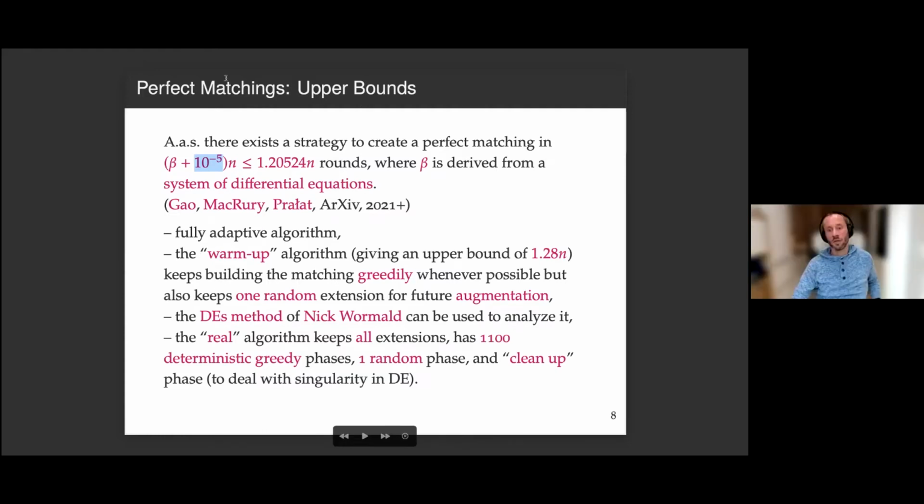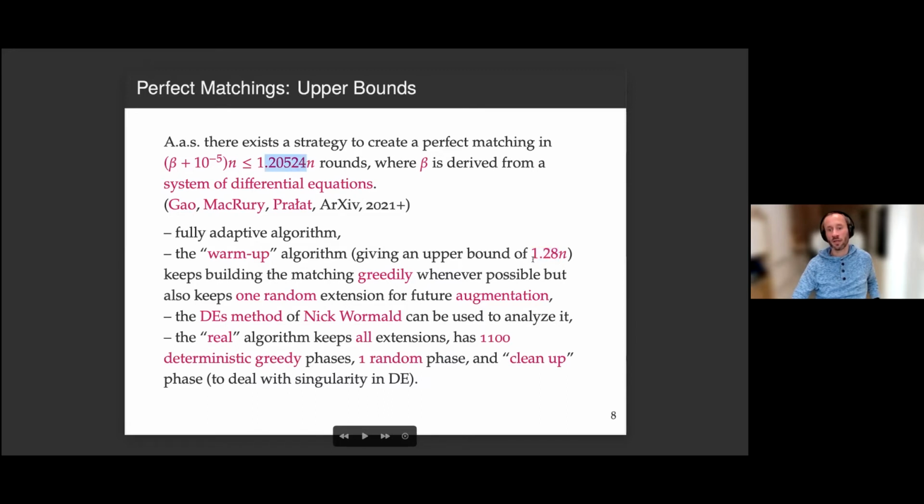Yeah, so this warm-up exercise is easier because there's only one random phase, right? So this is just one random phase plus the cleanup. So just one differential equation, a very simple one to solve, and you're done. But yeah, this one was to just squeeze a little bit more numerically from the argument.